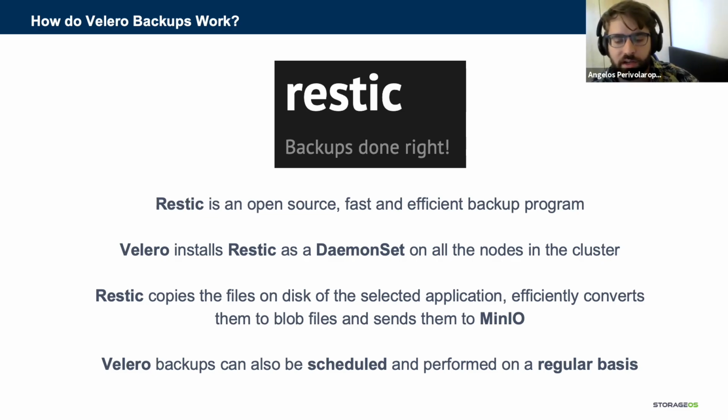But how do you actually back up the actual persistent volumes of those applications? The solution that Velero found was using Rustic, which is another open source, fast and efficient backup program. And Velero installs Rustic as a daemon set, so it's able to run on every node on the cluster. Then when a backup is triggered, what Rustic does is it goes to the mount point of the selected application that's on disk and copies that data, converts it into blob files in an efficient way without having duplicates, and sends them to MinIO or a cloud provider if you're using that in this case.